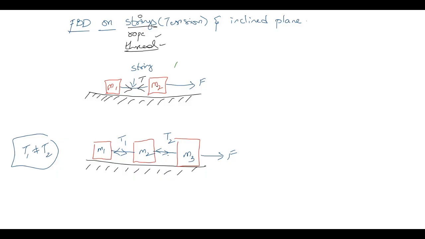Clear? Understood? If masses are tied by different ropes, then we'll have different tension. Okay, now let us see how to find the tension on this string. How much is the tension?